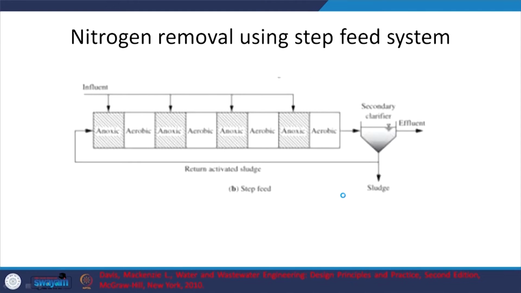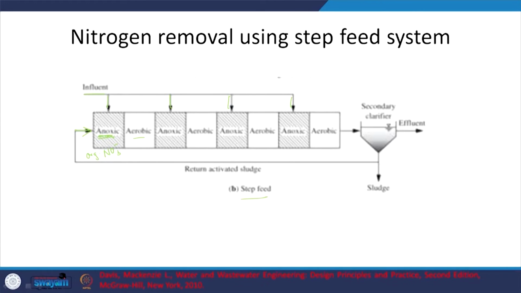So, another case is when you have anoxic and aerobic tanks in series, and the influent is given into the anoxic tanks to provide your organic compound. In the anoxic tank, what do you need? You need nitrate, which is coming in from the recycle, and you need organic compound that is coming in from the influent, again in series, let us say.